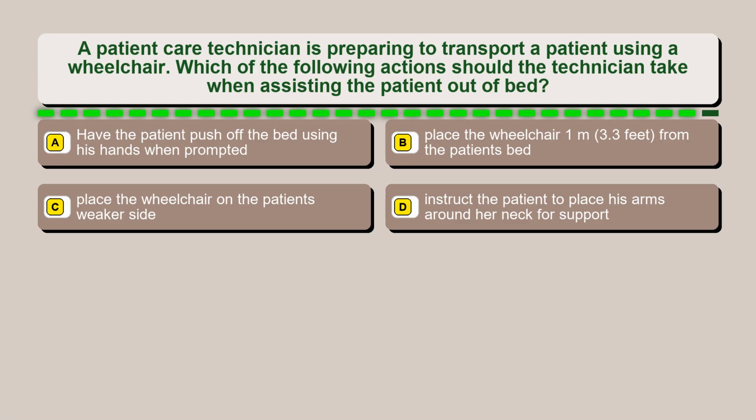Question 68. A patient care technician is preparing to transport a patient using a wheelchair. Which of the following actions should the technician take when assisting the patient out of bed? Option A. Have the patient push off the bed using his hands when prompted. Option B. Place the wheelchair 1 meter (3.3 feet) from the patient's bed. Option C. Place the wheelchair on the patient's weaker side. Option D. Instruct the patient to place his arms around her neck for support.